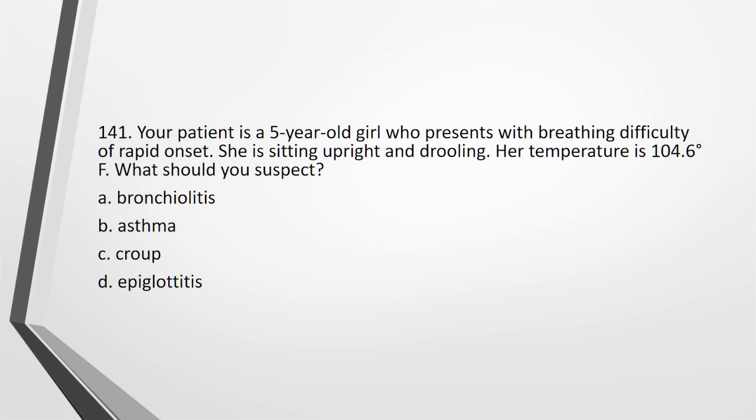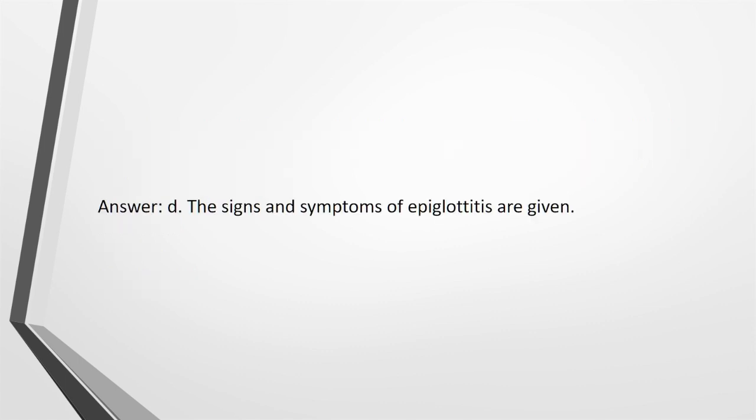141. Your patient is a 5-year-old girl who presents with breathing difficulty of rapid onset. She is sitting upright and drooling. Her temperature is 104.6 degrees Fahrenheit. What should you suspect? A. Bronchiolitis. B. Asthma. C. Croup. D. Epiglottitis. Answer. D. The signs and symptoms of epiglottitis are given.